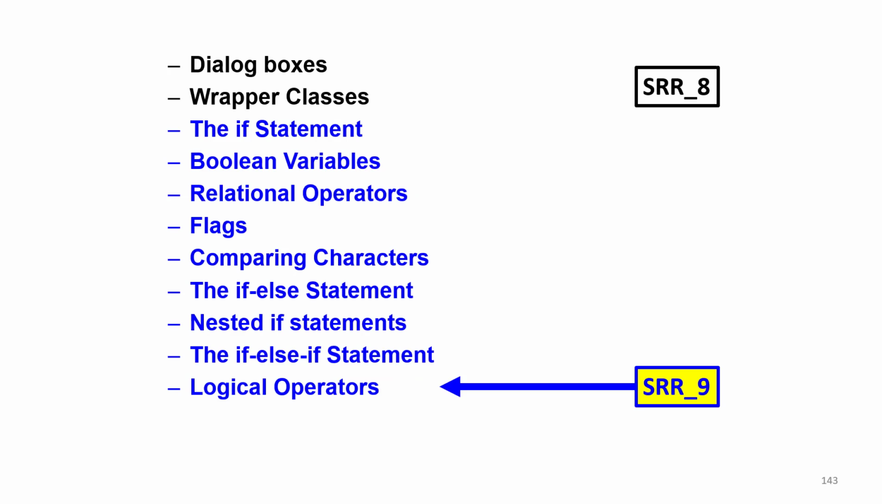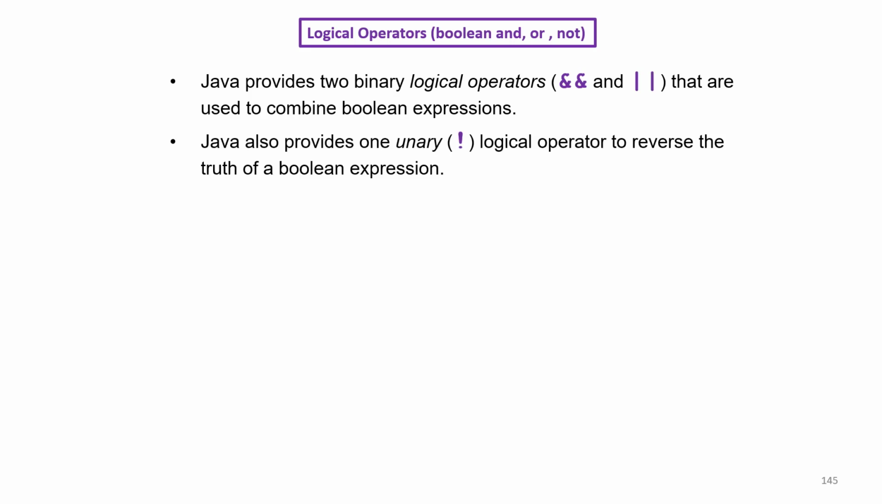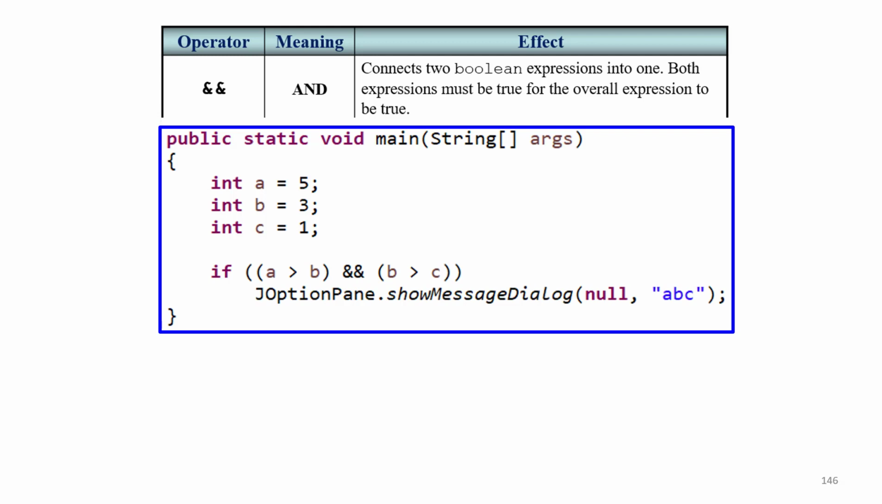Okay, now let's take a look at logical operators. Java provides two binary logical operators, the double ampersands and double vertical bars that are used to combine Boolean expressions, and one unary logical operator that can be used to reverse the truth of a Boolean expression. So, will this output A, B, C, or nothing? Well, A is greater than B, and B is greater than C. So you'll definitely get a message dialog showing ABC.